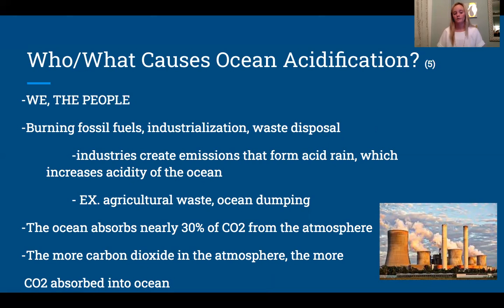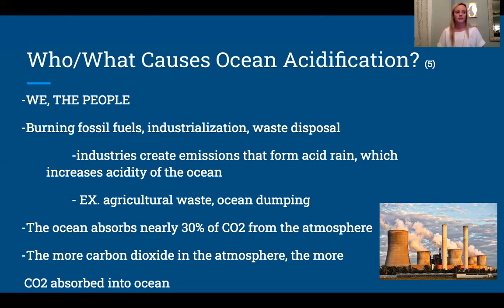Another example of waste disposal is agricultural waste and ocean dumping. Ocean dumping is not as popular as it used to be, but many years ago, huge buildings, factories, and companies would take boats of all of their waste into the middle of the ocean and dump all of these harmful products with harmful bacteria into the water, which is a huge reason the acidity of the ocean can increase.